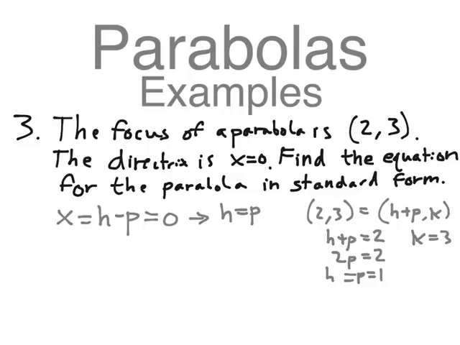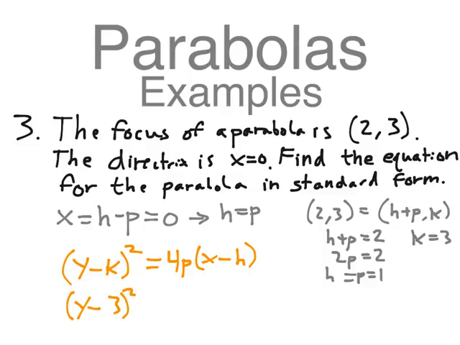Now we can find the equation for the parabola in standard form. In standard form, we have that (y minus k) squared is equal to 4p times (x minus h). So now if I plug in everything we know, (y minus 3) squared is 4 times (x minus 1). And that's the equation for the parabola.